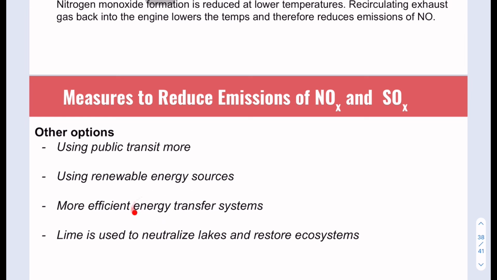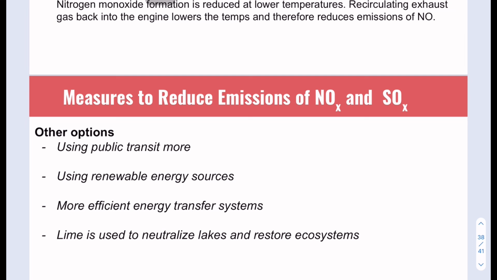So if we have more efficient energy transfer systems, I'll give you an example. In your house, you can use LED lights instead of the filament ones, because the filament ones are there to give you light, but there's also heat that is produced, and that heat most of the time is just wasted because you only need light from your bulb. You don't need heat, so that heat is just wasted in the surrounding. If you use LED, it's mostly converted to light, not heat.